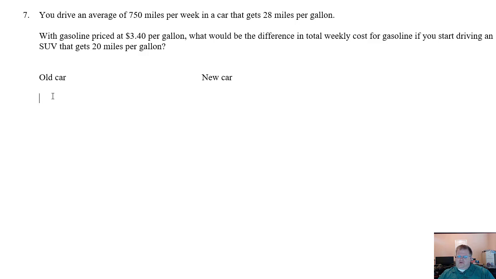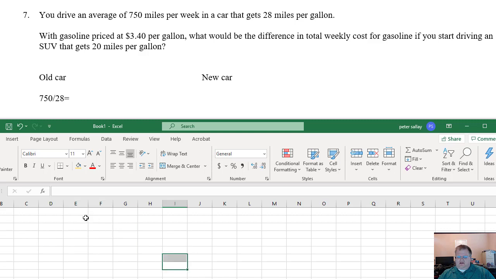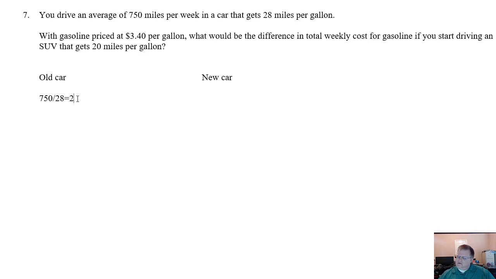Well, if I'm trying to drive 750 miles and each gallon I can only get 28 miles, how many gallons is that? So I want to figure out 750 divided by 28, and that's going to give me a number, which I will tell you right now. 750 divided by 28 is about 26.8. Now, I'm going to keep using Excel to help with this.